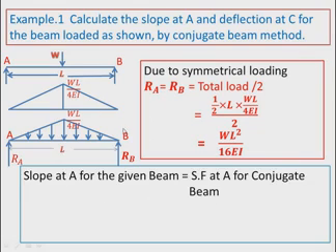Now we are asked to calculate the slope at A for the given beam. The slope at A for the given beam is nothing but the shear force at A for the conjugate beam. What is the shear force at A now? It is nothing but the reaction at A. That means theta A, the slope at A, is nothing but the reaction at that point for the conjugate beam, that is RA. You know that RA has already been calculated for the conjugate beam, which is equal to WL squared by 16 EI.